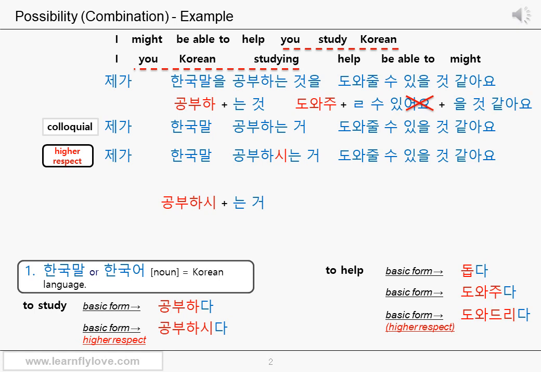It's just fine. However, there's one more thing you should learn. We are going to learn how native Koreans actually say. It's a little bit complicated, so if it's too much for you, you can just use what you've just learned.